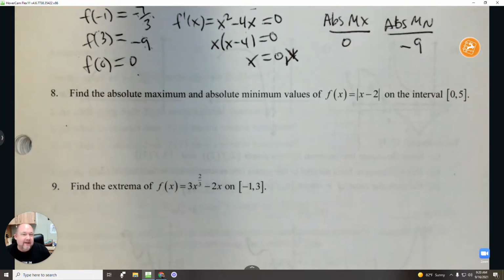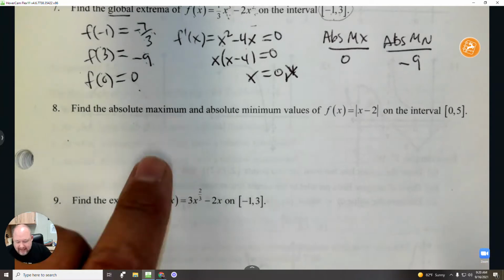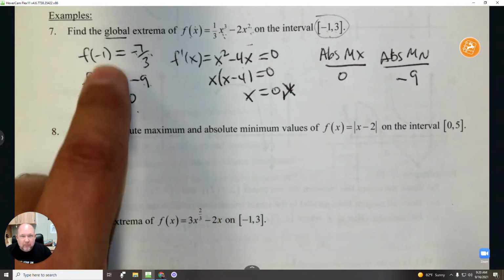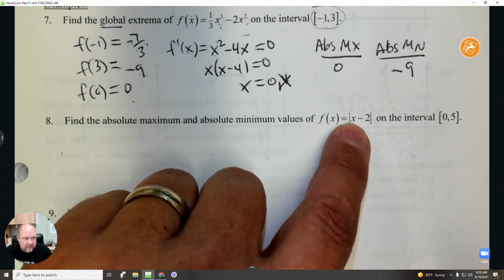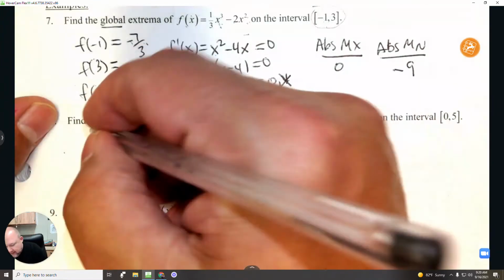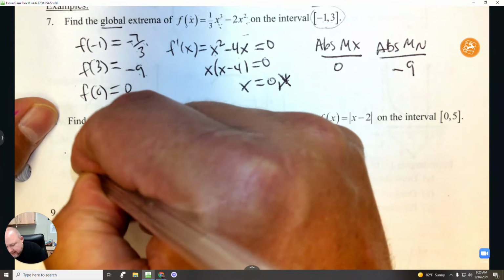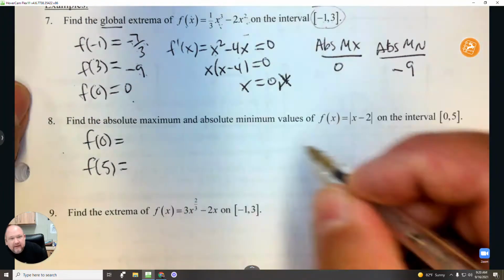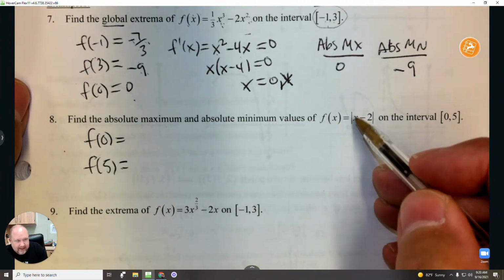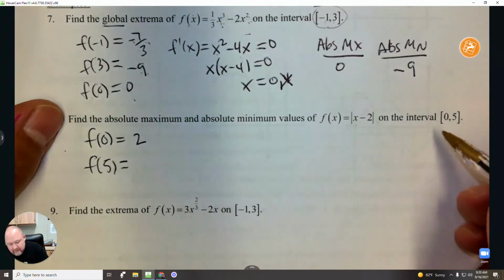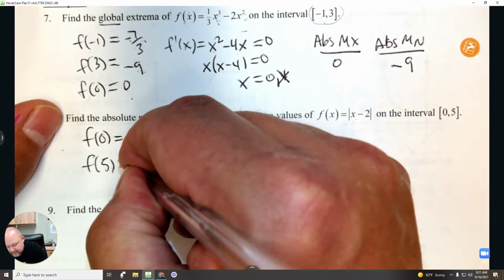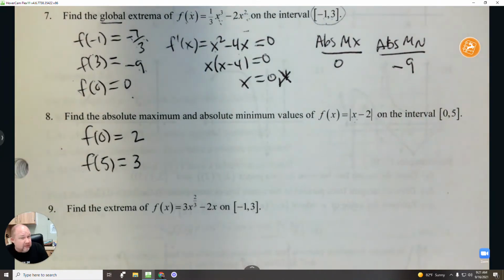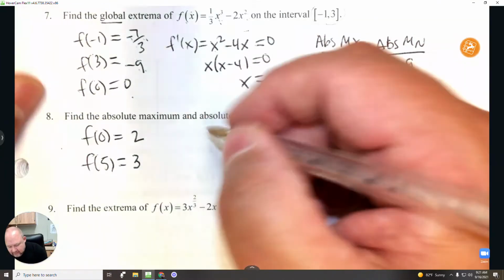In number 8, find the absolute maximum and absolute minimum, same as global, just a different word that means the same thing, for this function here. So, first of all, I'm going to plug in 0, and I'm going to plug in 5. If I plug in 0, the absolute value of -2 is 2. Plug in 5, take away 2, the absolute value of 3 is 3. So there's, to begin with, now the calculus.